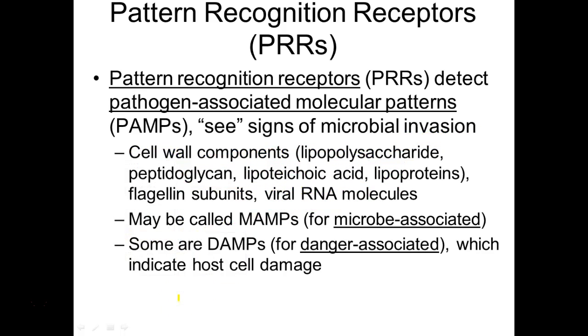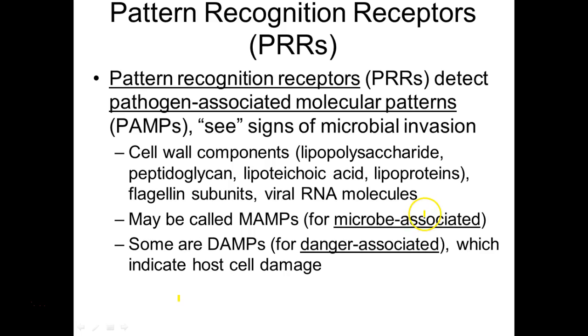That's freestyle. Okay, so what are these things? These are cell wall components. Think about that: bacteria have certain components. We learned that lipopolysaccharide is part of the outer membrane for gram-negatives. Peptidoglycan and lipoteichoic acid are probably the outermost covering for gram-positives. Those are components associated with them. Lipoproteins, flagellin subunits, the particular protein that makes up the flagella of bacteria.